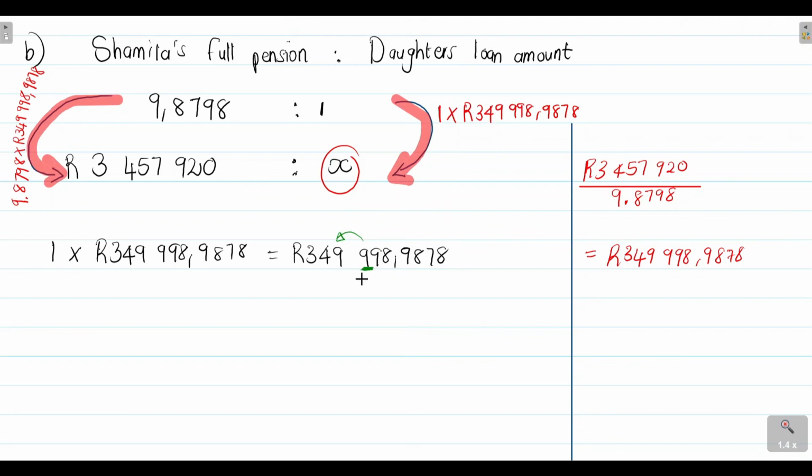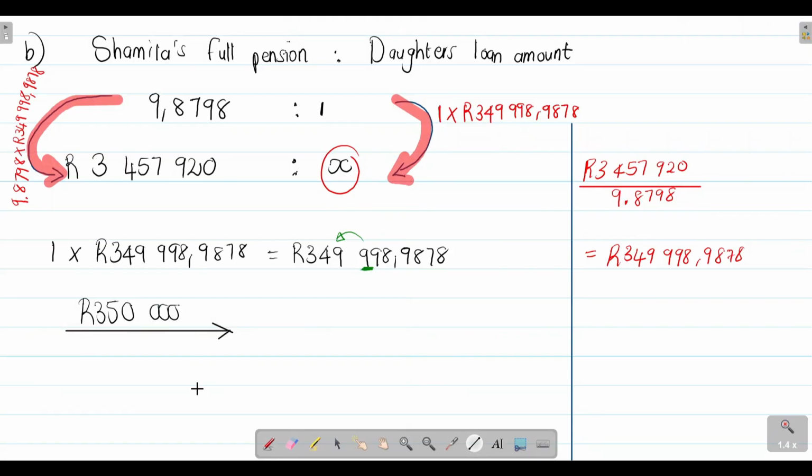Now because we already have a 9 here, when you want to round off to the nearest 1,000, we're going to look at the number that is in the place value of 100. And in this case, it's this 9. And this 9 tells us we need to add 1 unit to this 9. And remember, if you add 1 unit to this 9, that means automatically this 4 becomes a 5. So the final answer, if we round it off to the nearest 1,000, is going to be 350,000. So that is how much Shamila is going to loan her daughter.